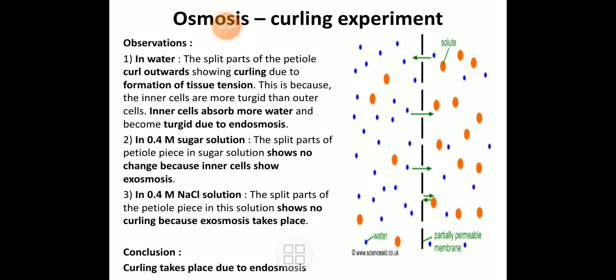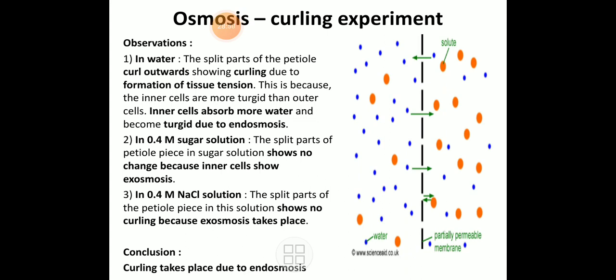In 0.4 molar sugar solution, the split parts of the petiole pieces show no change because the inner cells show exosmosis. In 0.4 molar NaCl solution, the split parts of the petiole pieces show no curling because exosmosis takes place. Conclusion: curling takes place due to endosmosis.